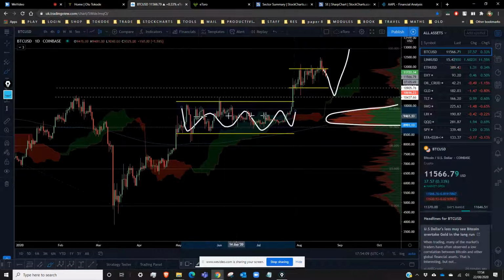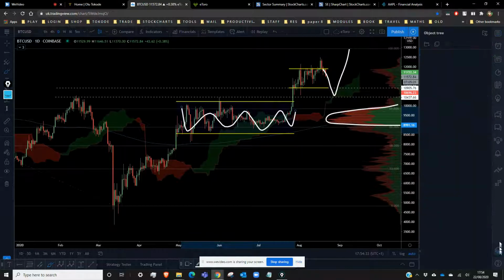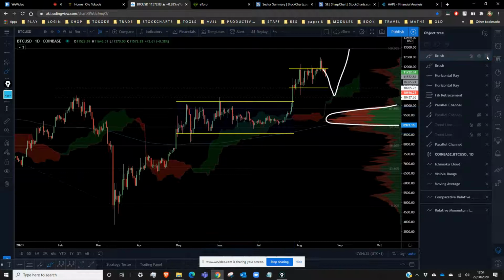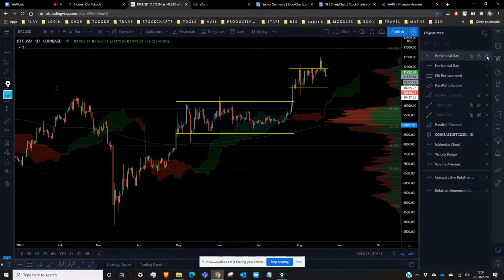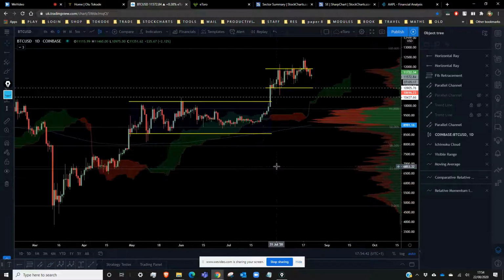First, there's the consolidation within this channel. Then there is the value area. And then there is the 200-day moving average. And also, there is the 50% Fibonacci retracement level. So those are the support zones I'm looking at. Now I'm going to take away all these drawings. I'll leave the horizontal lines. So that's what I'm looking at for Bitcoin.